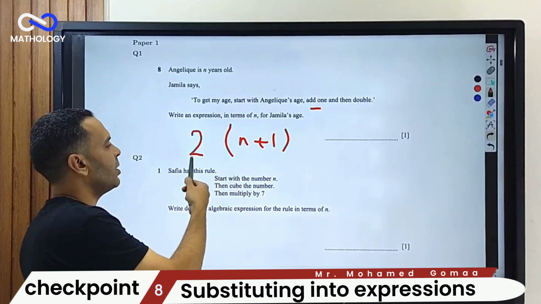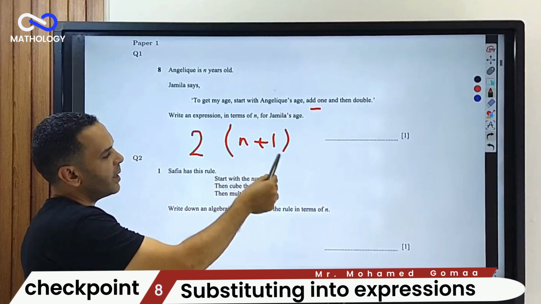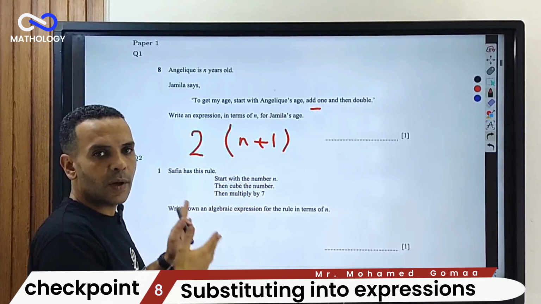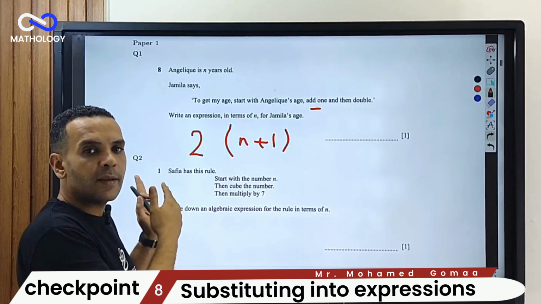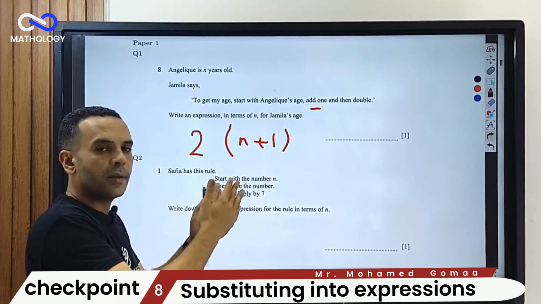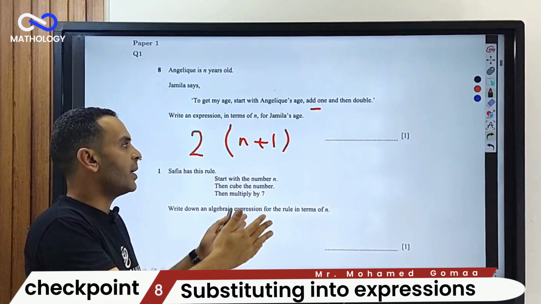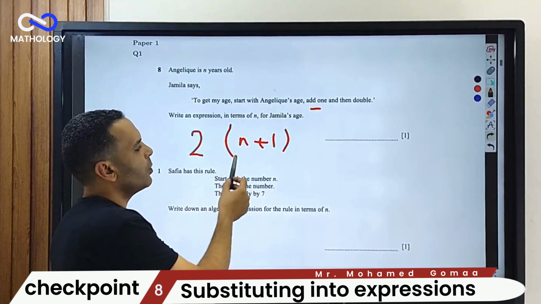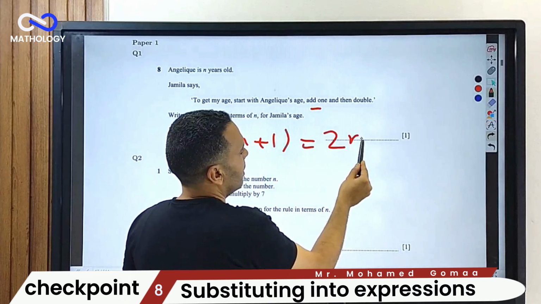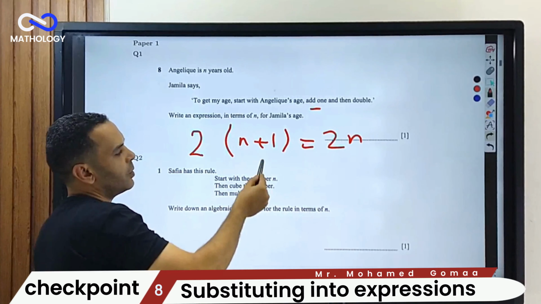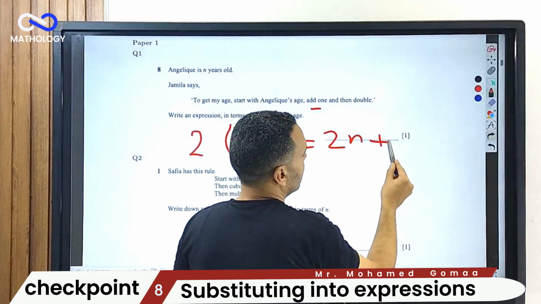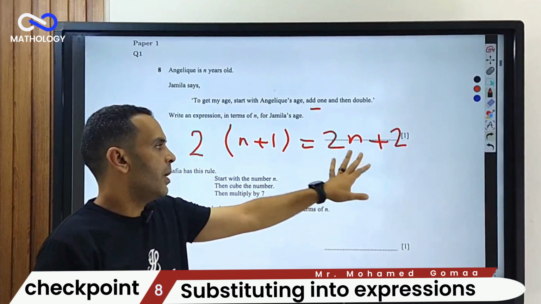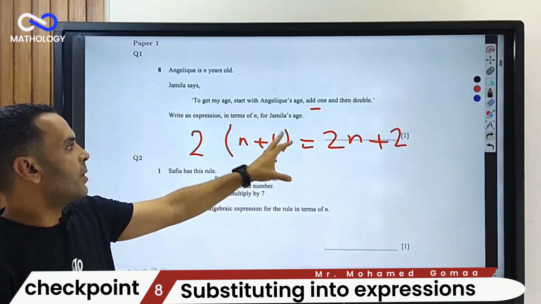Double means multiply by 2. Multiply this expression by 2: 2 multiplied by (n plus 1). As I said, if you want to multiply any expression by a number or by a letter, multiply this number or letter by each term inside the bracket. Multiply 2 by n first, it will be 2n. Don't forget to multiply 2 by 1, which equals 2. It will be 2n plus 2. This expression expresses Jamila's age.